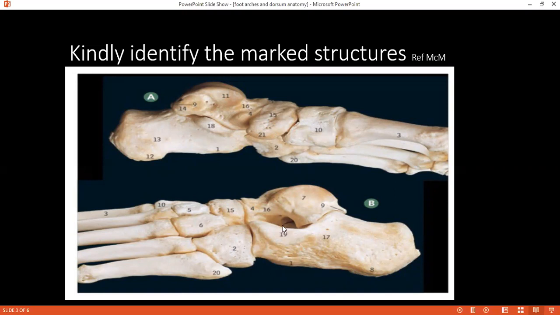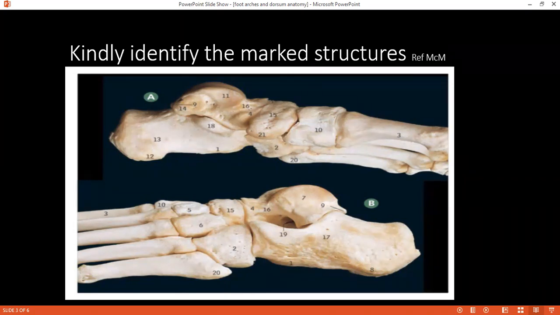here in picture B? What is this 19 showing you? That is the sinus tarsi. Is there any other name of this that you know? And what's the significance of it? Why do we have that? No, I don't know. Okay.